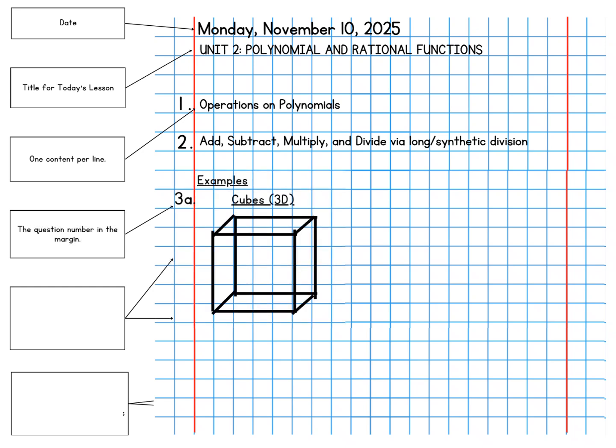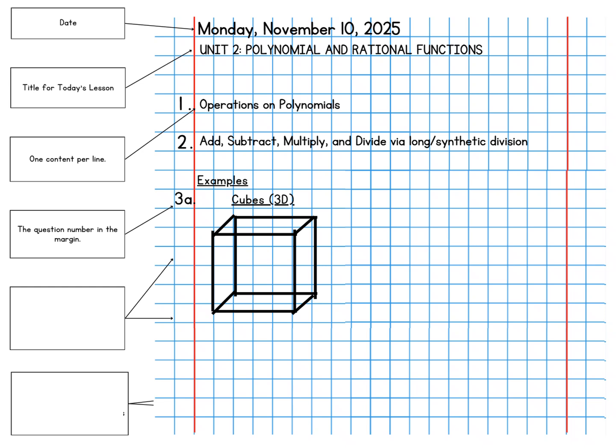Now, on the side, 1, 2, 3a, well, these are question numbers in the margins. Now, margins, the extra space on the side, well, these question numbers, it doesn't have to be numbered if you don't want, but please, I think keeping it numbered makes it more orderly.